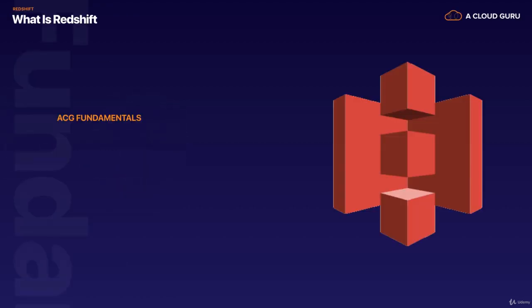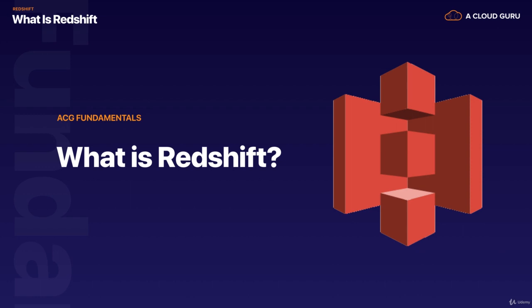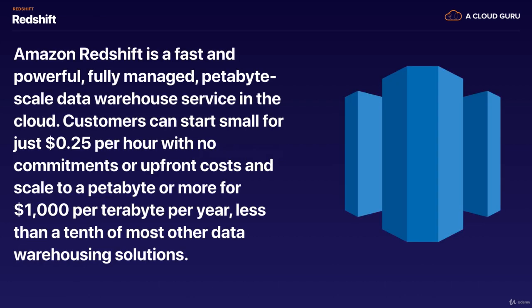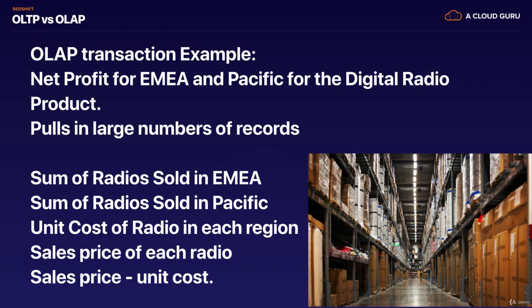In this lecture, we're going to look at Redshift. So what is Redshift? Well, you probably remember from the Databases 101 section that Redshift is a way of doing business intelligence or data warehousing in the cloud. Amazon Redshift is a fast and powerful, fully managed petabyte scale data warehouse service in the cloud. Customers can start small for just 25 cents per hour with no commitments or upfront costs, and you can scale up to petabytes or more for $1,000 per terabyte per year, less than 1/10 the cost of most other data warehousing solutions.